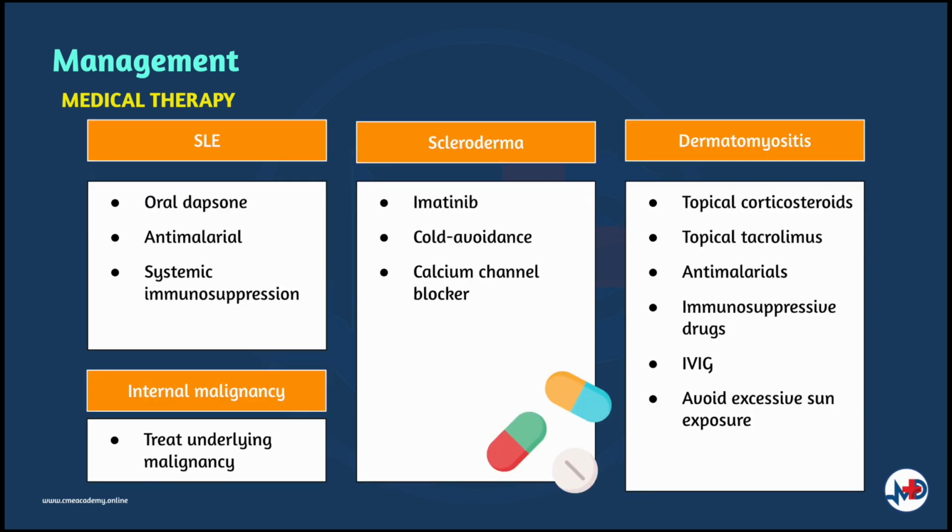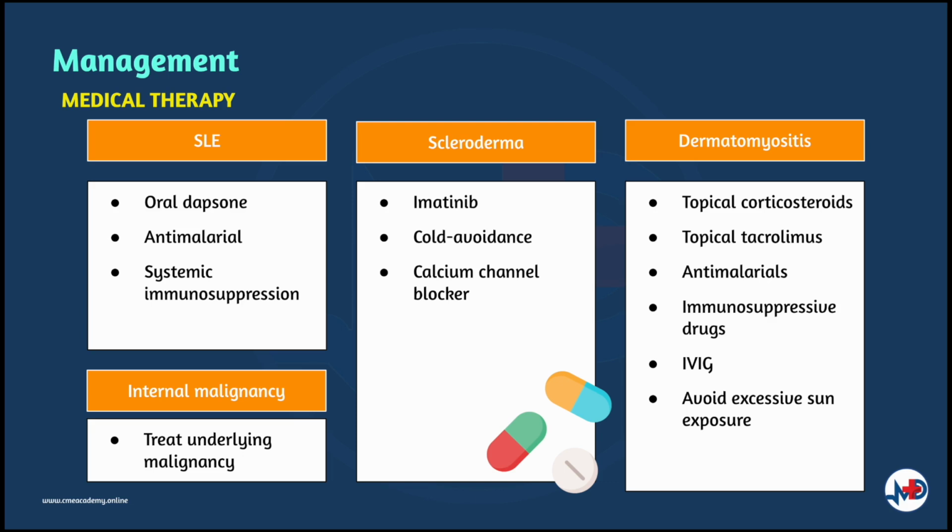SLE is treated with oral dapsone, antimalarials, or systemic immunosuppressants such as prednisolone and cyclosporin. Scleroderma is managed with imatinib, cold avoidance for Raynaud syndrome, and calcium channel blockers for calcinosis cutis. Management of cutaneous disease of dermatomyositis includes use of topical corticosteroids, topical tacrolimus, antimalarials, and immunosuppressants.